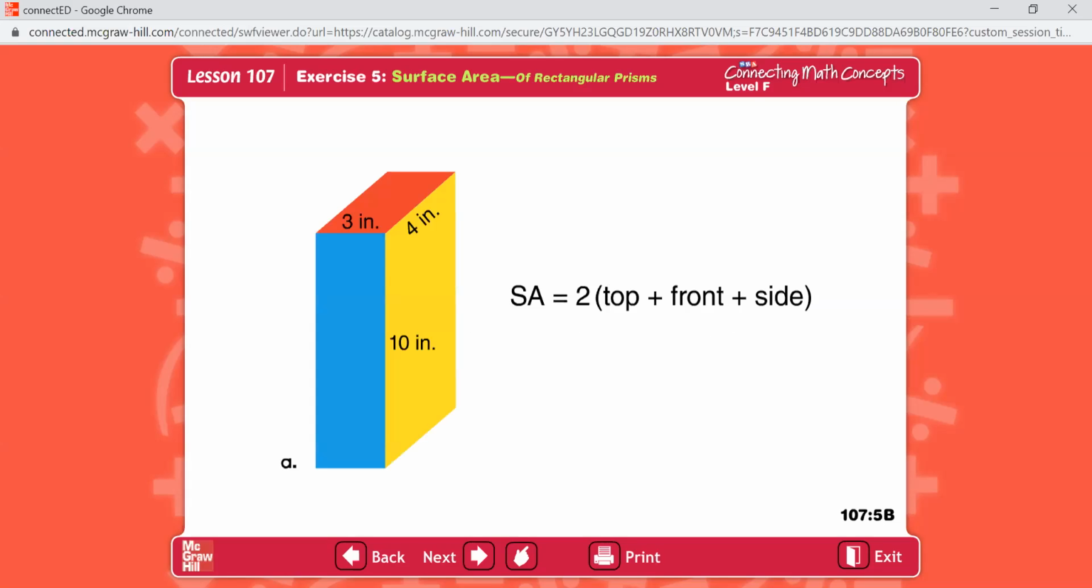In part A, start with the equation for surface area. Figure out the area of the top, the front, and the right side, and write the equation with those numbers. 4 times 3 for the top is 12. 10 times 3 for the front is 30. And 10 times 4 for the side is 40. So you have 12 plus 30 plus 40.